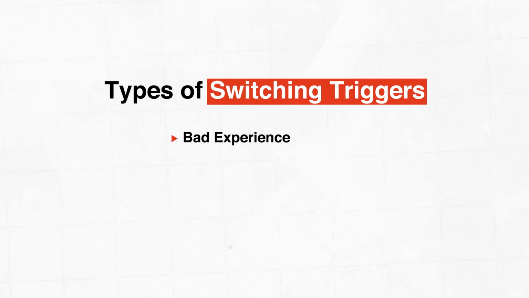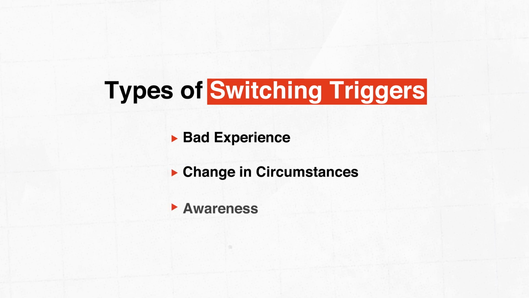What do you think the mattress company did with this insight? They started running infomercials and ads between 2 a.m. and 4 a.m. and sold a lot of mattresses while their competitors were sleeping. Then they went looking for other switching triggers. So what are some other types of switching triggers? I've identified 3 types of switching triggers: bad experiences with an existing solution, a change in circumstance, and awareness events.